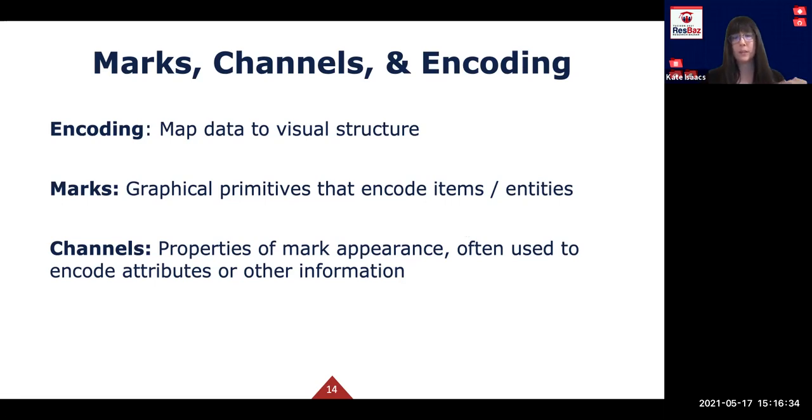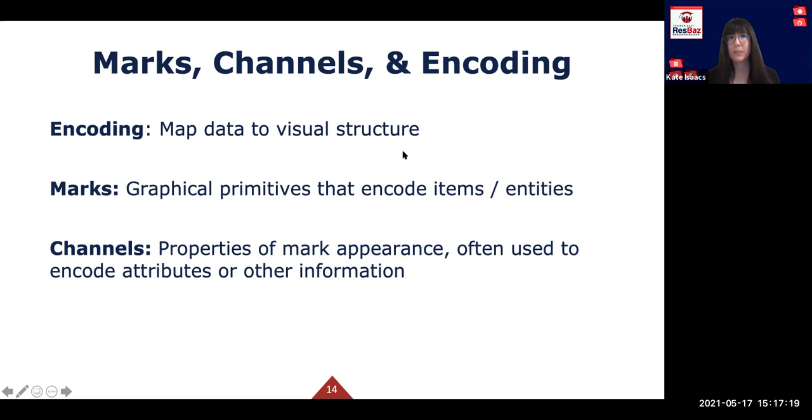So like I said, the encoding is going to map data to some sort of visual structure. Now marks, these are what we call graphical primitives, and they're going to encode the items. So remember, we said that items are the rows or the entities with which we associate the data with, right? So the mark is going to always represent some sort of item or entity. And then channels are ways we can show different properties or attributes or fields of that particular item. So channels are going to match with fields and attributes. So channels go with the columns and marks go with the rows.